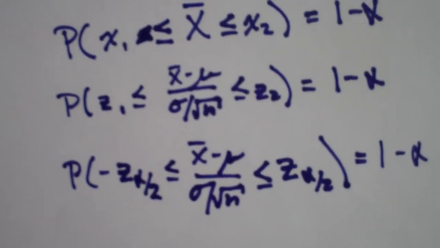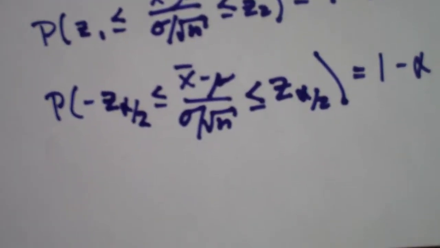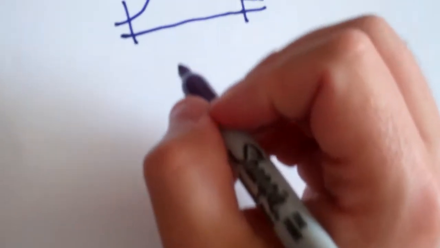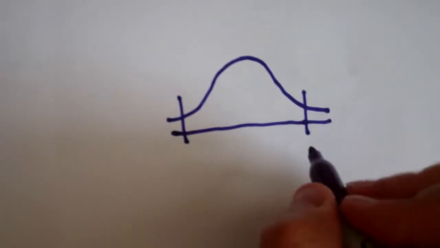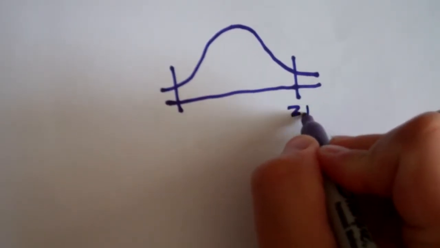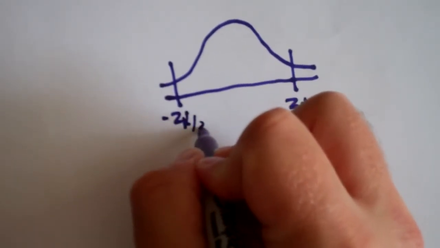And if we look at where these numbers come from, the z of alpha and the z of alpha over 2, we can see that in our normal distribution they are at either side, either tail of the distribution. This is z of alpha over 2. This is minus z of alpha over 2.